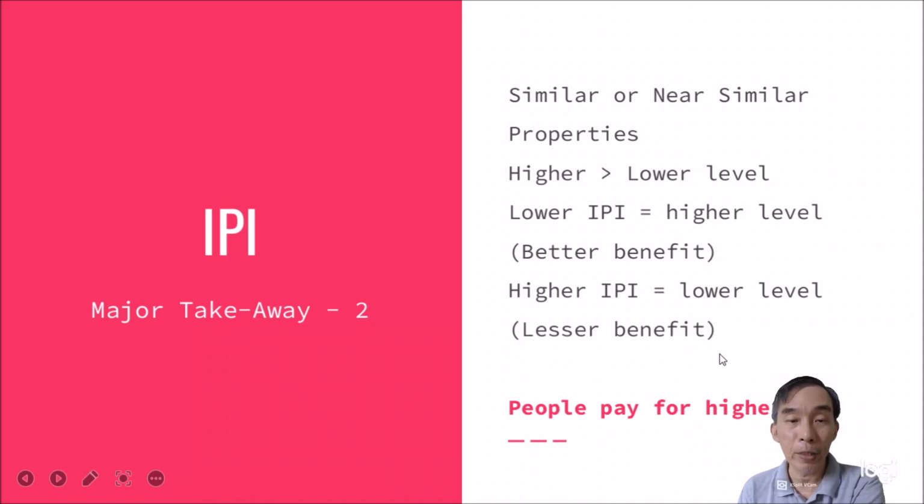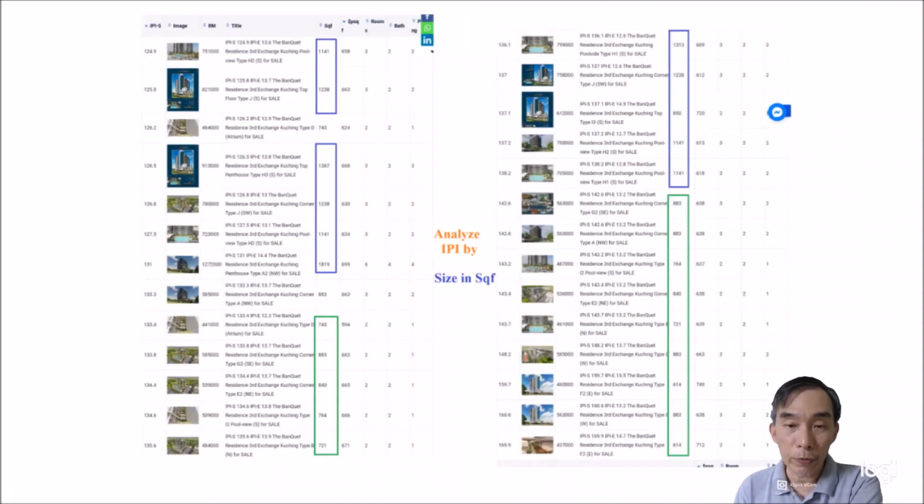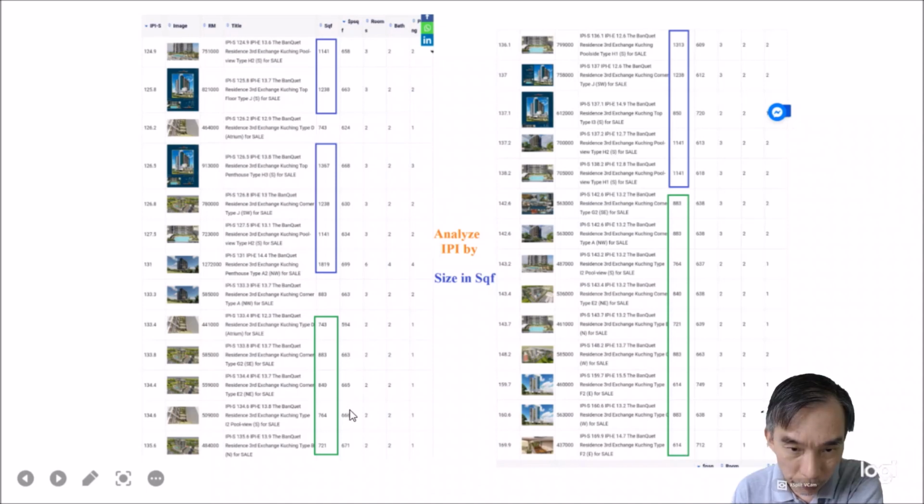up. So if you compare build-up size, usually we compare by per square meter or per square feet. In this case the green color is the one that is smaller size, and therefore you can see the smaller size unit's per square feet price. And the bigger units, 1,141 square feet, 1,238 square feet, the per square feet price seems to be a little bit lower.